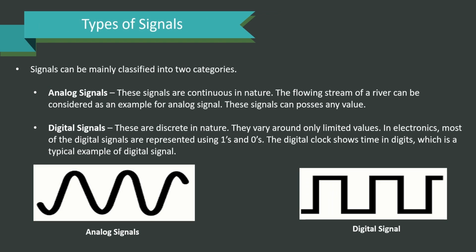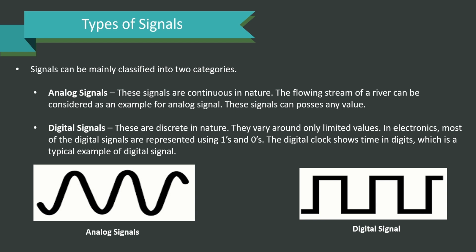We need to understand the types of signals before we go deeper. There are two categories, analog and digital signals. Analog signals are continuous in nature. The flowing stream of a river should be taken as an example for an analog signal. These signals can have any value. It is not solid like 0 or 1. It could be anywhere in between. You can see the analog signal representation we have presented in front of you. It is just like a flow of water, which means it can be anywhere with respect to the value.